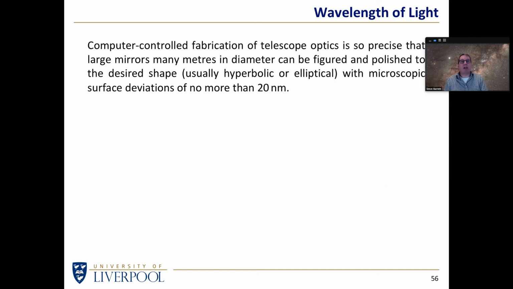And computer-controlled fabrication of telescope optics these days is so precise that mirrors many meters in diameter, up to about 8 meters or so, can be figured and polished to the desired shape, whether that be hyperbolic or elliptical, or in the case of other mirrors, it doesn't have to be a conic section. If you're using a computer to actually fabricate the mirror, it does not have to be a parabola or a hyperbola. You can simply tell the computer what shape you want, and then it guides the grinding and the polishing machine. And this can be done with such precision that the surface deviations, the mountains and troughs in the surface over a distance of about 8 meters in diameter, might be no more than 20 or maybe 30 nanometers.